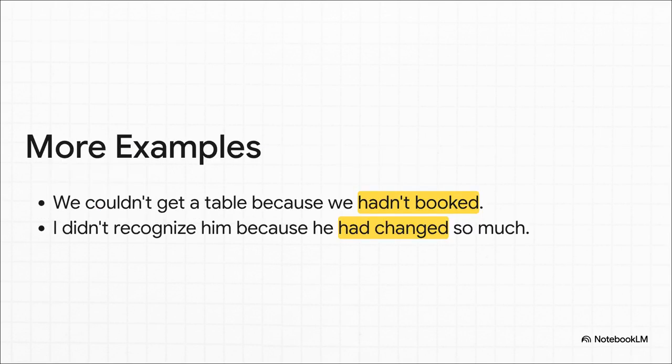We couldn't get a table because we hadn't booked. The action of not booking happened before we tried to get the table. Or how about this one? I didn't recognize him because he had changed so much. The changing all happened before the moment I saw him. See how it just snaps the timeline into focus?